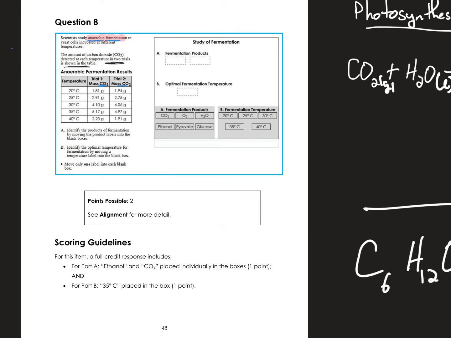Now here's temperature 1, trial 1. The mass of CO2 is listed here. Where is the CO2 working its best? Looks like at about 35 degrees Celsius. You have the most CO2 in trial 1. In trial 2, the most CO2 is still here at about 35 degrees.